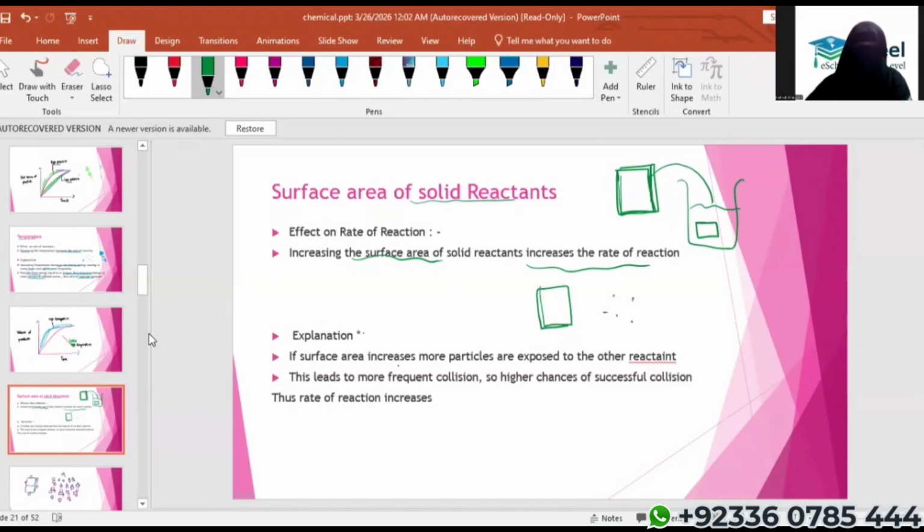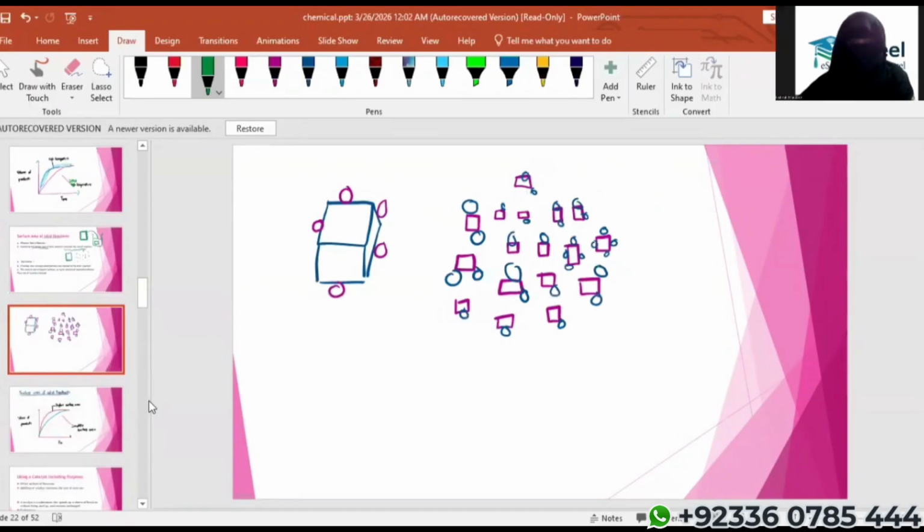On the other hand, you have powdered solid. If you compare, with this huge block, the reactant particles have less surface to collide with the solid block. But if you have powdered particles, if this solid is broken down, the reactant particles will have a greater surface area to collide. More reactant particles are colliding with this solid. More reactant particles from the liquid.